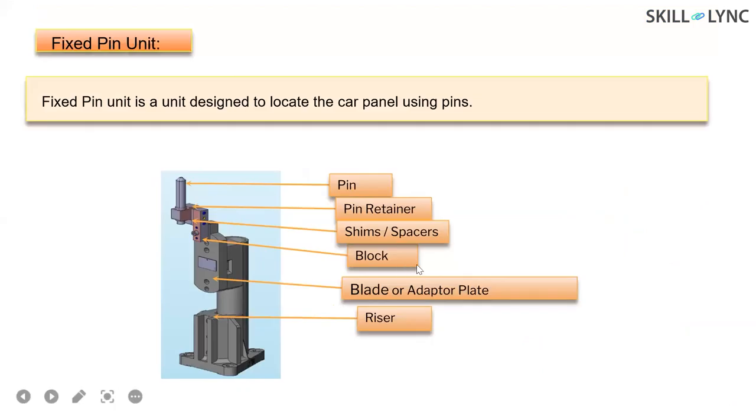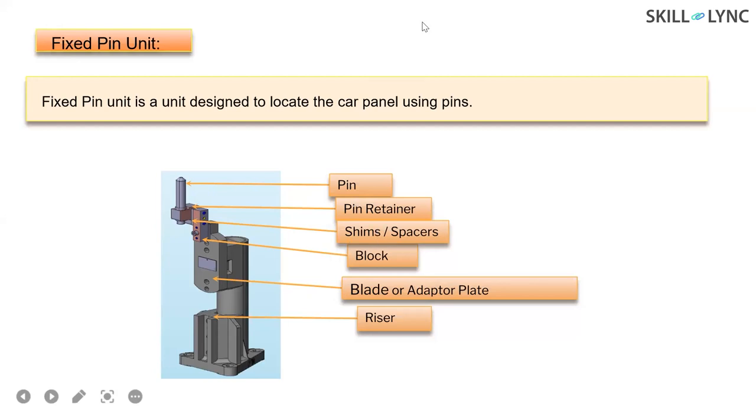Then we'll be having different units. As a part of a fixture, we'll have multiple units assembled together to arrest the degrees of freedom. So what are the different units? We'll be having the fixed pin unit. As I told, we are going to place the pin. The pin is used to locate the particular component, and the pin retainer is used to hold the pin in a particular location, and it will arrest the rotation of the pin.